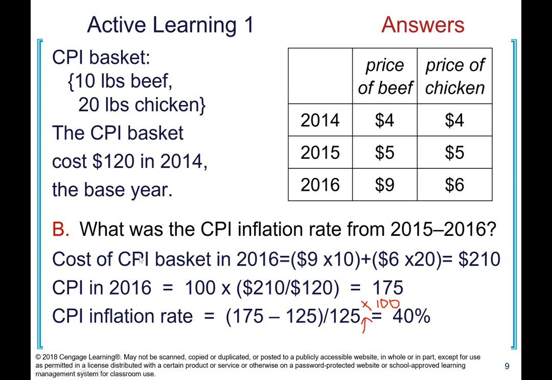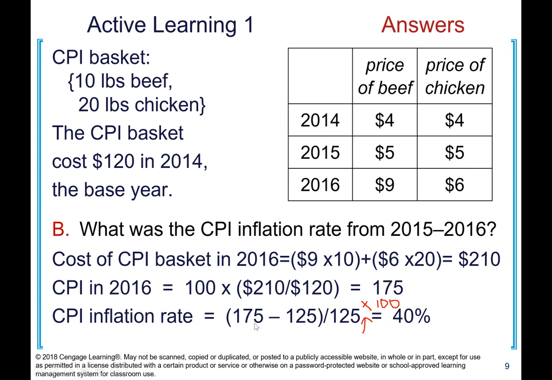So here, cost of the CPI basket in 2016 is calculated. 2016 is 9 times 10 plus 6 times 20, and that is where you get 210. So CPI in 2016, therefore, is 210 divided by 120, that is the base year cost, multiplied by 100, which is 175. So what is the inflation rate?